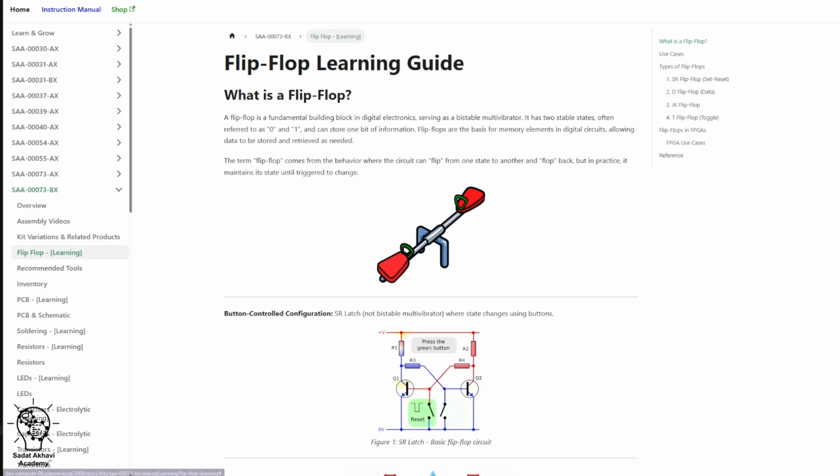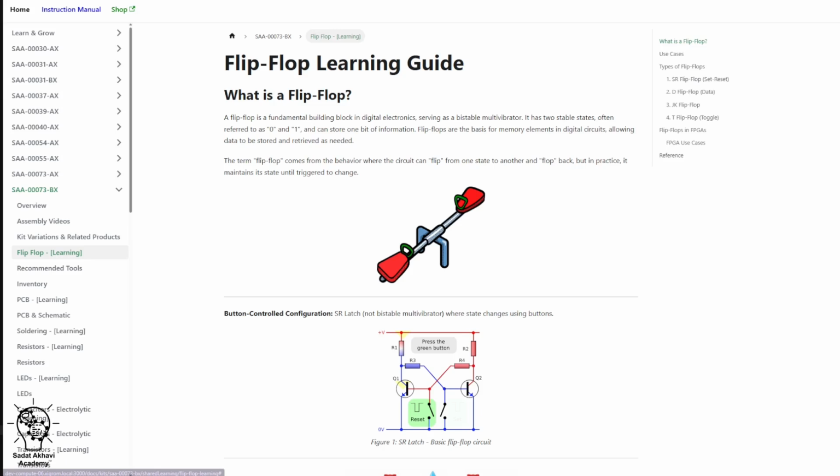Flip-flops. Flip-flops are a fundamental building block in digital electronics. A flip-flop can store two states, 0 and 1, representing one bit of information. This makes flip-flops the basis of memory elements in digital electronics, allowing data to be stored and retrieved as needed.